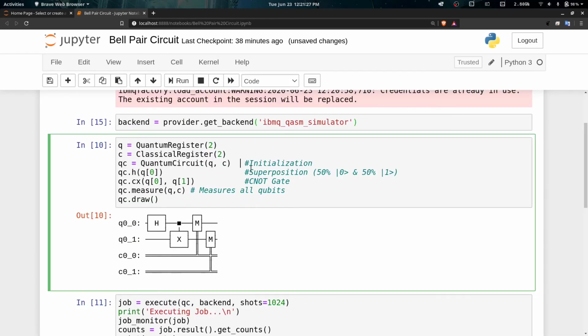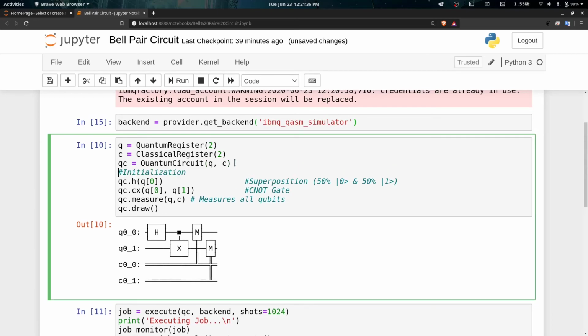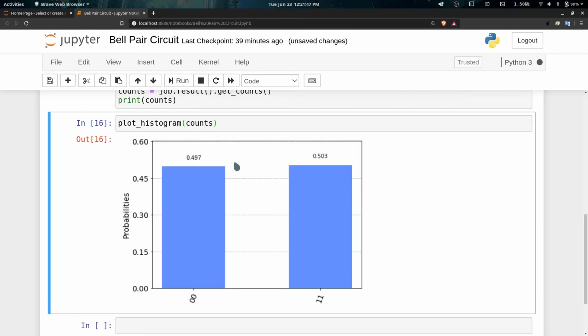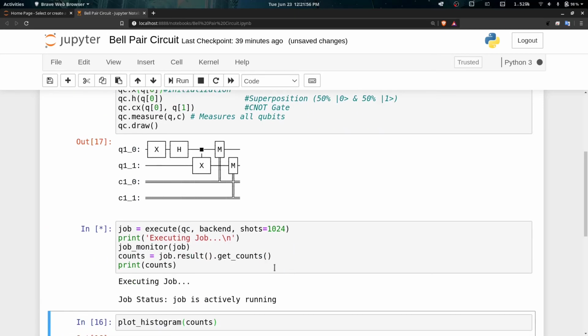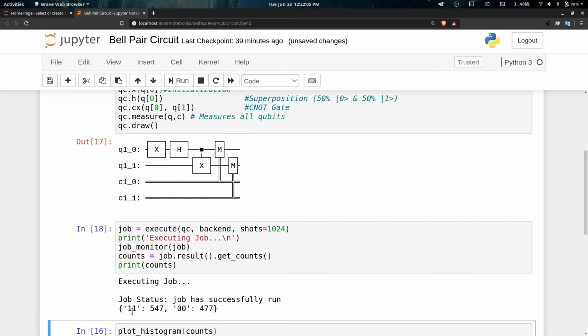Now to change the circuit, I'll just add an X gate, because initially the value of the qubit is 0, so I'll apply an X gate here on Q0. Yeah, and now I'll run it, and now what I should get is 0 1 and 1 0, with positive phase, with negative phase. Yeah, I get 1 1 and 0 0, 547 and 477 times.